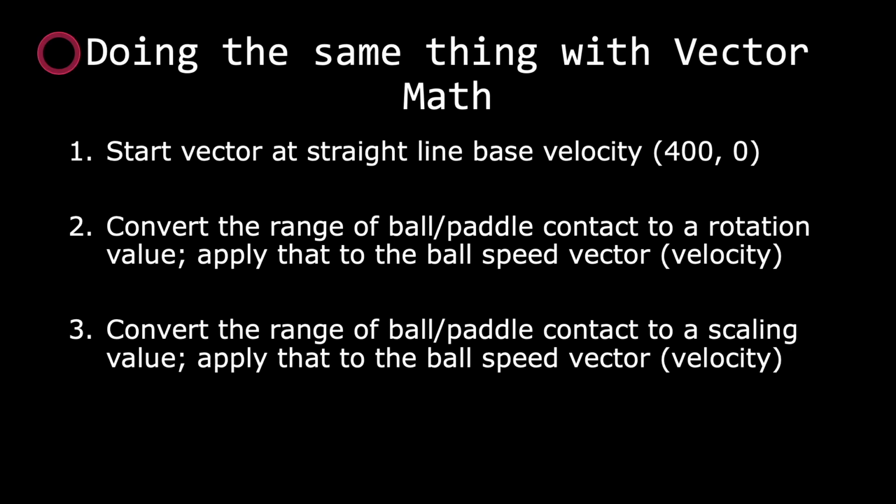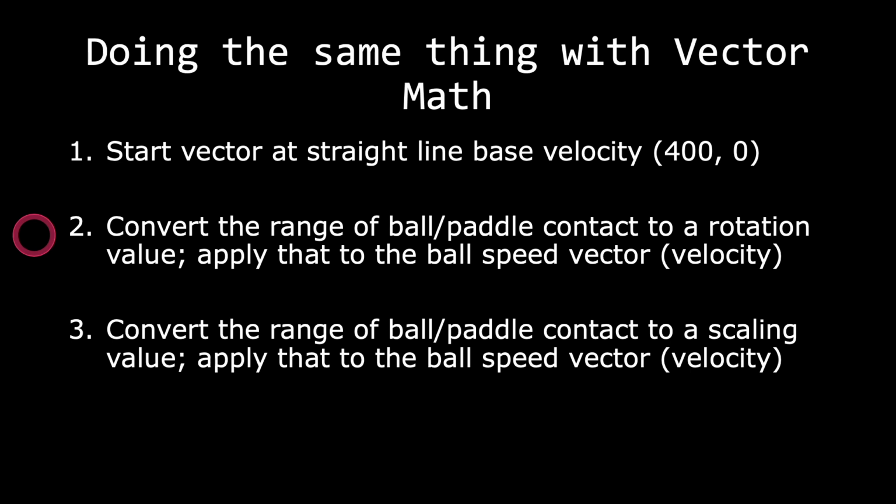Now, in my mind, I'm thinking the following to keep things simple for the series. First, start the vector at a straight line with a base velocity, in this case 400 on the x-axis, 0 on the y. The next step will be to convert the range of our ball paddle contact to a rotation value between positive 90 and negative 90, and apply that to our baseline velocity, which is 400 on the x, 0 on the y.